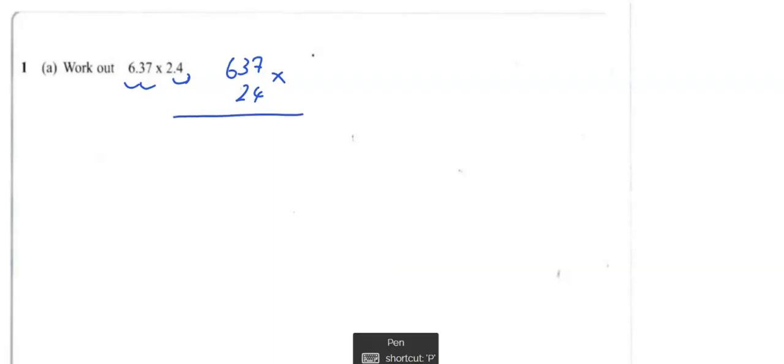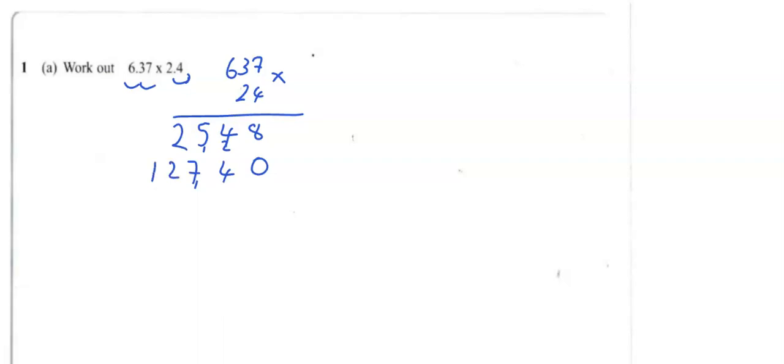And we have 4 times 7 is 28. 4 times 3 is 12 plus 2 is 14. Carry the 1. 4 times 6 is 24 plus 1 is 25. Put down a 0. 2 times 7 is 14. 2 times 3 is 6 plus 1 is 7. And 2 times 6 is 12.